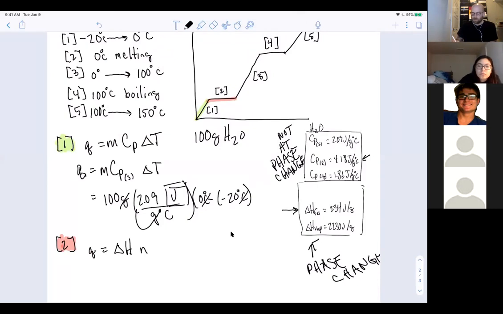It's sort of dictated by what the units are on the delta H's that you're given. So here you'll see that delta H of fusion, that's the one we're looking at right now, right? Melting, yeah. Here we're looking at delta H of fusion, and we see that it's in grams.